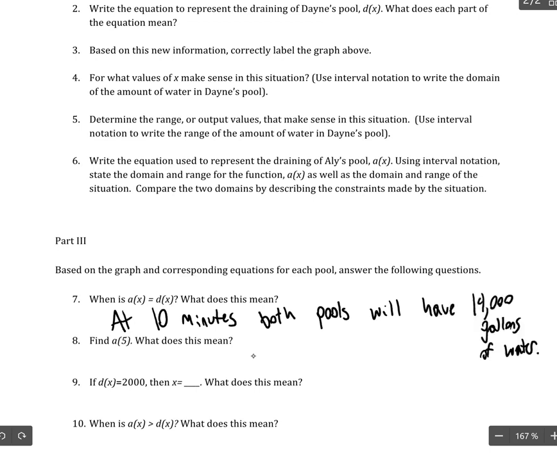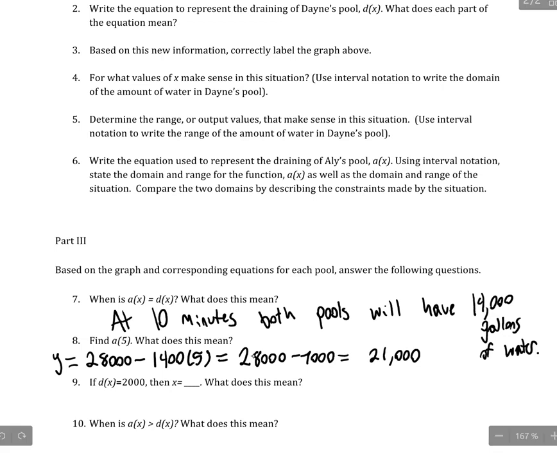To find A of 5, we need to use Allie's equation. So y equals 28,000 minus 1,400x, but I'm replacing x with 5. And so that's going to be 28,000 minus 7,000, because 1,400 times 5 is 7,000. So that's 21,000. And that means at 5 minutes, there are 21,000 gallons of water. And that is in Allie's pool.